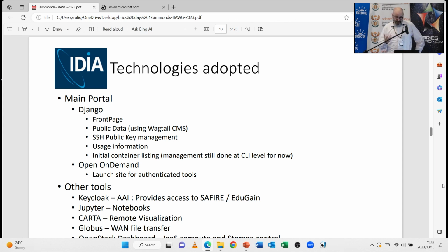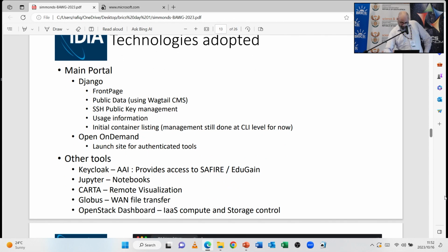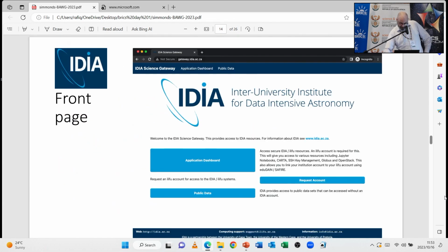We had an initial container system, but I'll say more about that in a minute. And then we use this tool called Open On Demand to launch the authorized tools. The other tools we have are Keycloak for authentication and authorization, Jupyter for notebooks, Carter for remote visualization, Globus for file transfer, and the OpenStack dashboard.